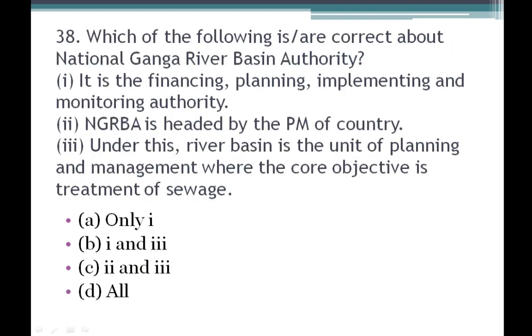Question number 38. Which of the following is or are correct about National Ganga River Basin Authority? Number 1. It is the financing, planning, implementing and monitoring authority. Number 2. NGRBA is headed by the PM of the country. Number 3. Under this, river basin is the unit of planning and management where the core objective is treatment of sewage. So the correct option is option B, that is 1 and 3.